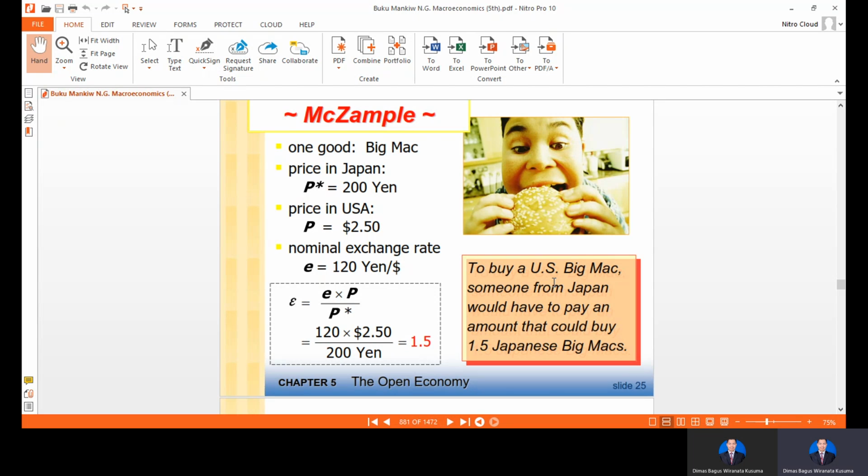So the same good, but if you buy a Big Mac using US currency, you get one Big Mac. But if you purchase a Big Mac using Japanese yen, you get 1.5 Big Macs. So that means that the price in the US is more expensive compared to the Big Mac in Japan, isn't it?